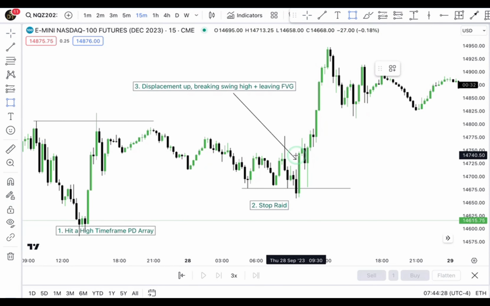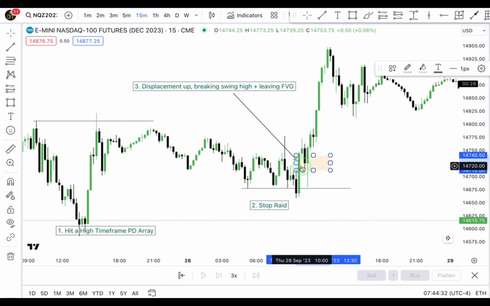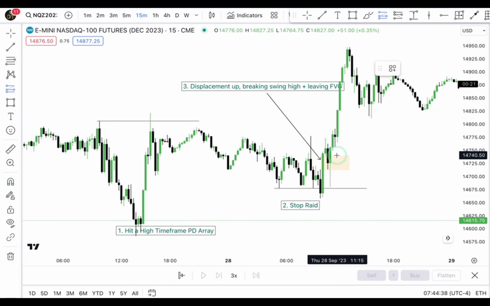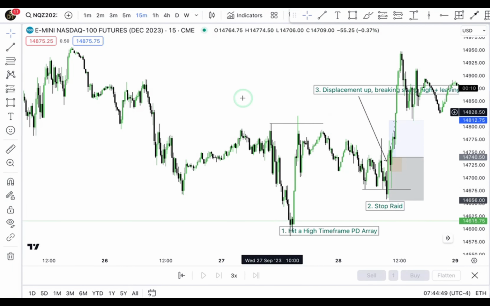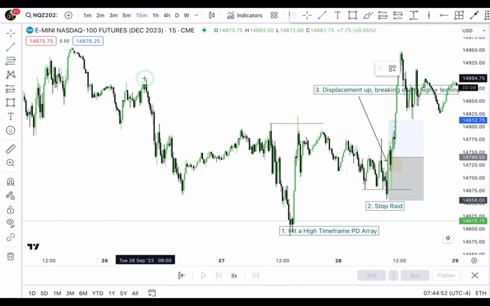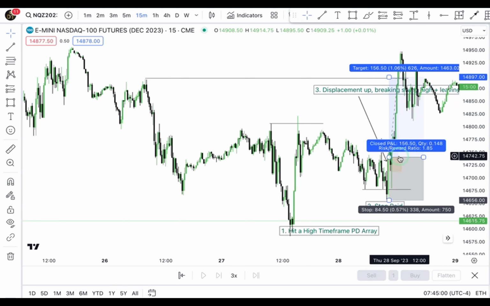And displacement left a fair value gap, and let's look at the time we are right now. It's New York open, so we can do a trade at the start of the fair value gap right here. Our stop loss will be below here, and our target will be these equal highs. And now we would have a nice 1.28 RR trade.